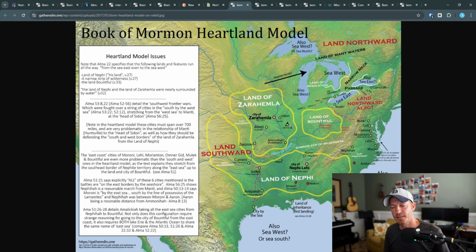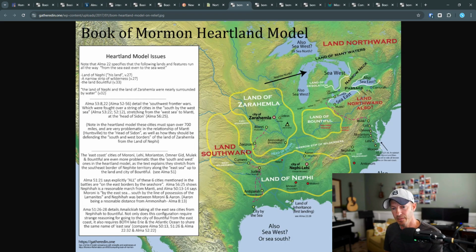It needs to exist because it needs to push back against this idea that everything happened in Mesoamerica and North America and the U.S. does not play a part in the Book of Mormon narrative, because it absolutely does. The land of Mulek is incredibly important. The land Northward, incredibly important. Only one Cumorah.